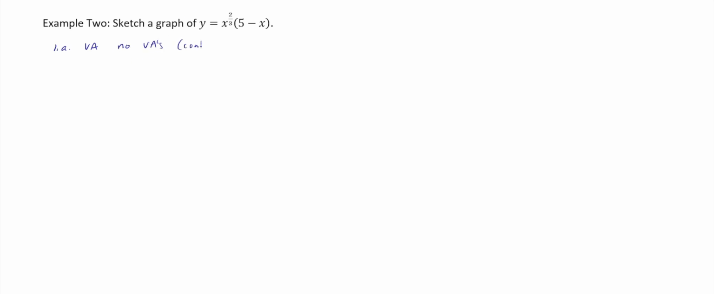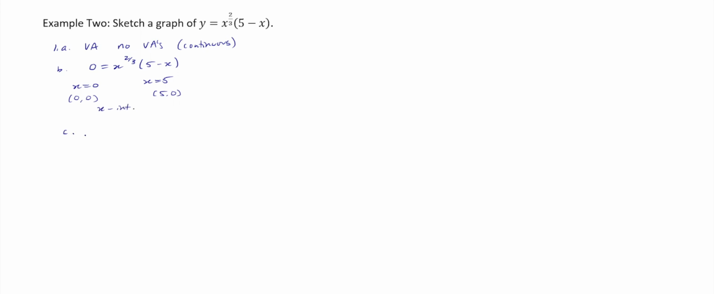It's a continuous function. There's no value of x that is restricted here. And then I'm going to have to find my x-intercepts. So I'm going to set this equal to 0 and look at the values of x that make this equal to 0. Well, we can see that x is equal to 0 is a possibility, and x is equal to 5 is a possibility. So (0, 0) and (5, 0) are my x-intercepts.